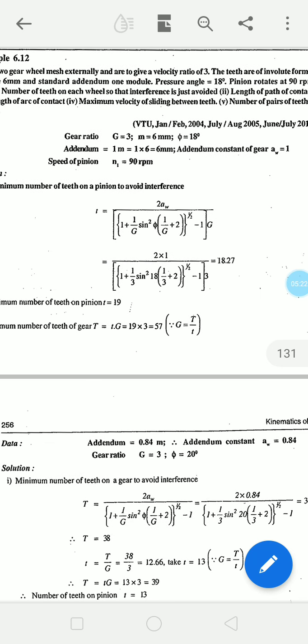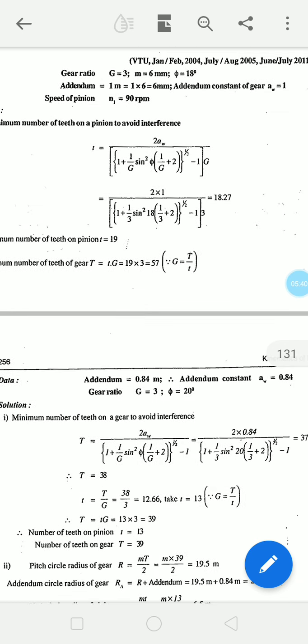Okay, everything he has given now. AW is nothing but 1. 1 plus 1 by G, gear ratio is given as 3, sin square phi, the pressure angle, that is 18. 1 by G is nothing but 1 by 3, plus 2, to the power of 1 by 2, minus 1, into G, which is nothing but 3. So if you solve this, we will get 18.27.